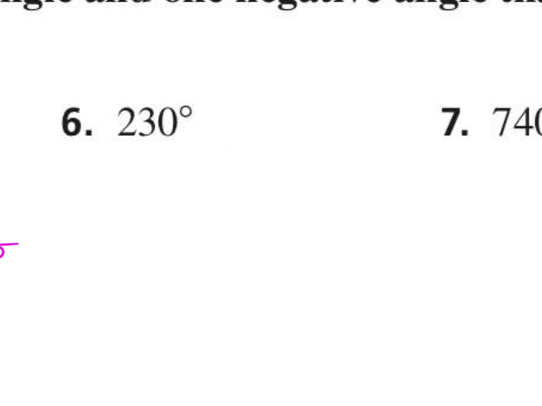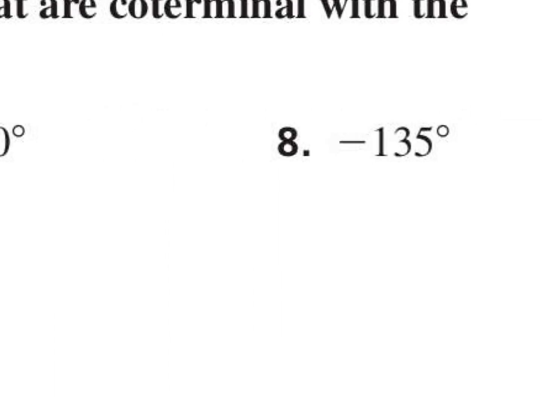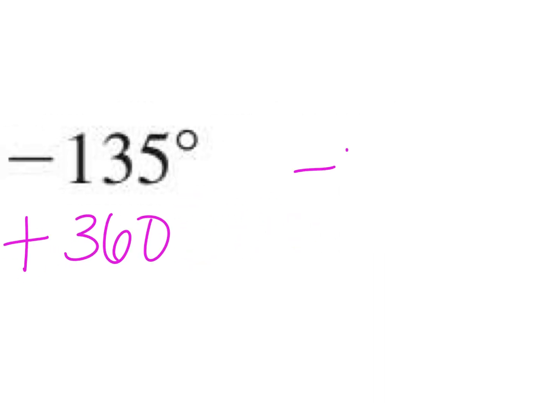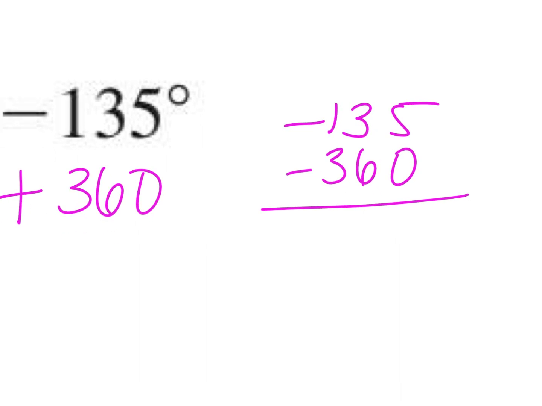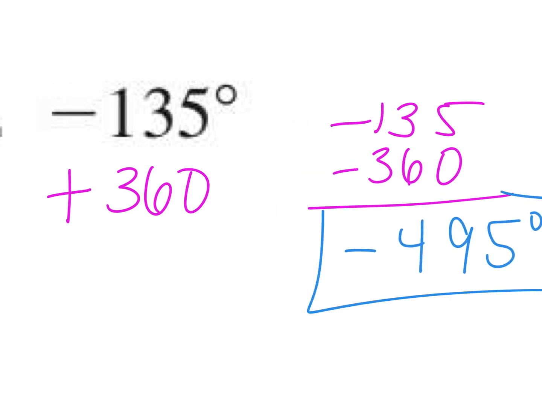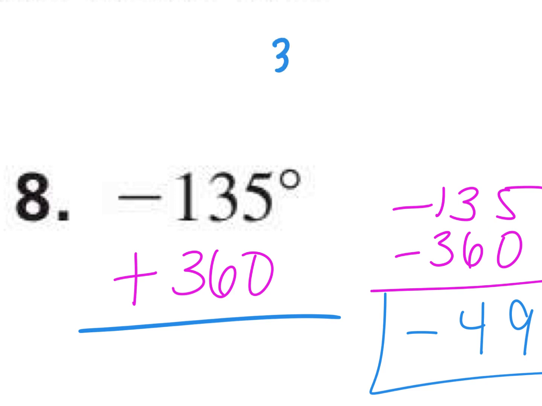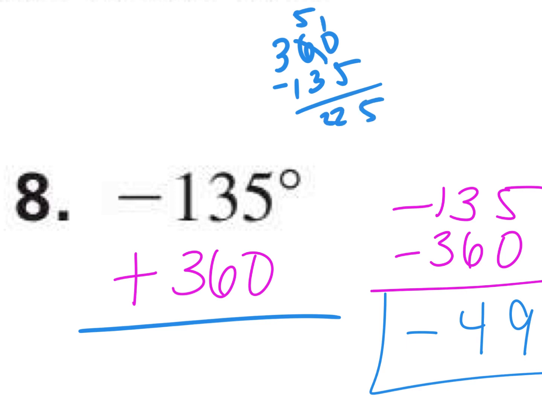How would I find... Let's do this one. Negative 135. Add 360 and subtract 360. What's my negative coterminal going to be? Negative 495. What's my positive going to be? What's 360 minus 135? 225. Good.